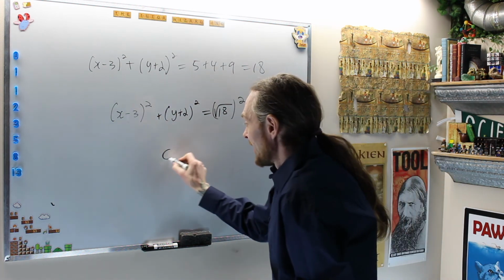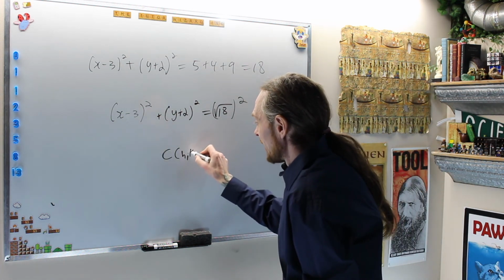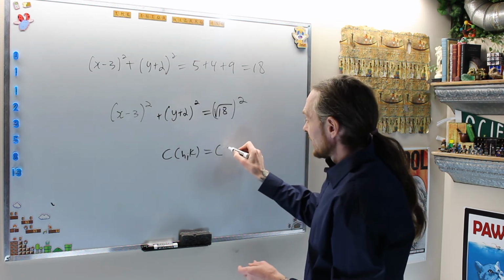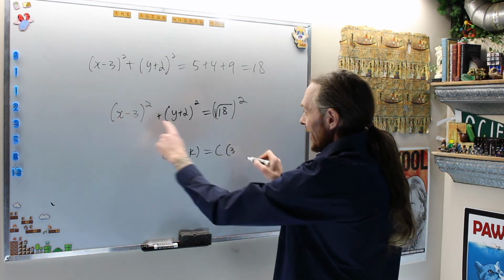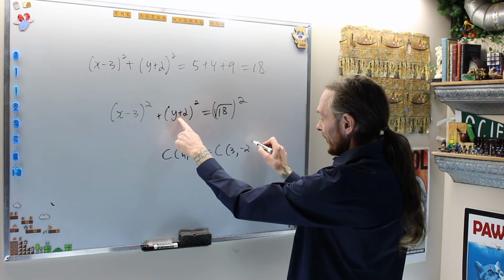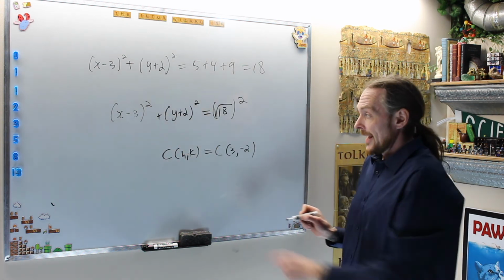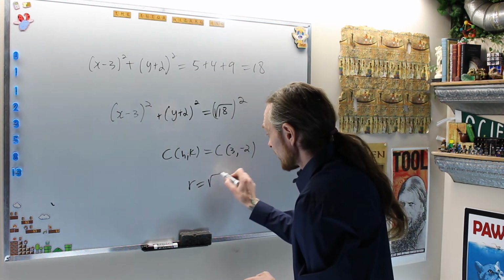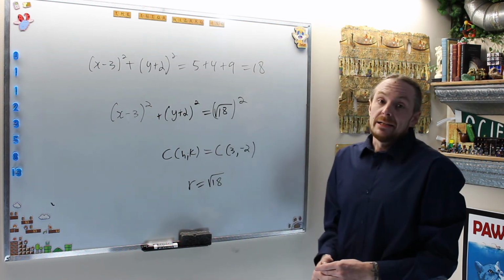This says that the center is HK, which in our case is the center is 3 and then minus 2. So negative 2 is my center. And the radius is the square root of 18, not 18.